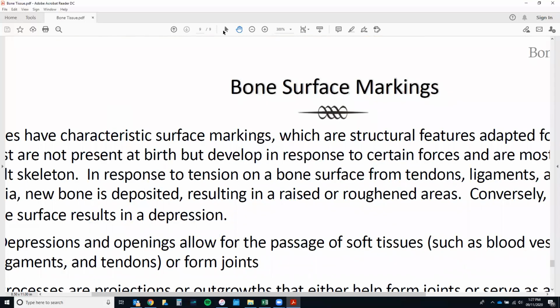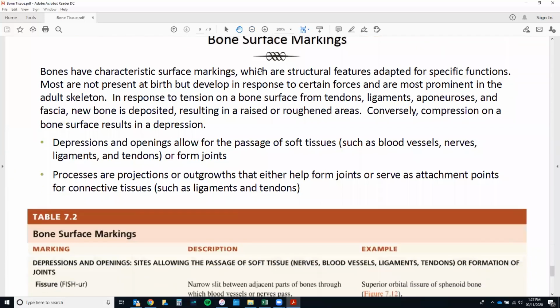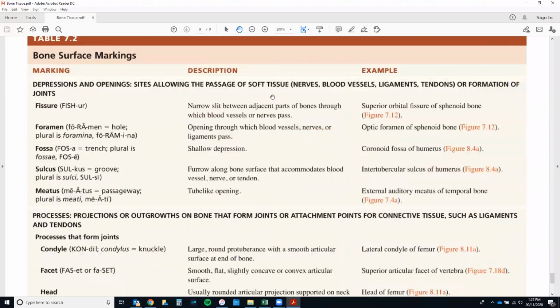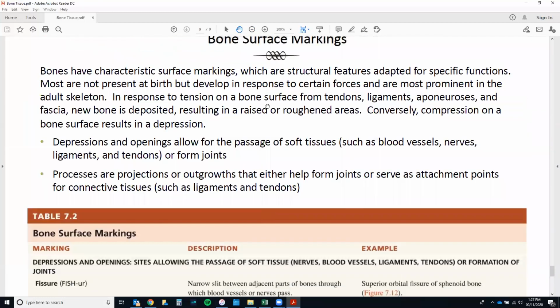As we already went through slide 9, we don't have to go through that. So that wraps us up with our bone tissue lecture.